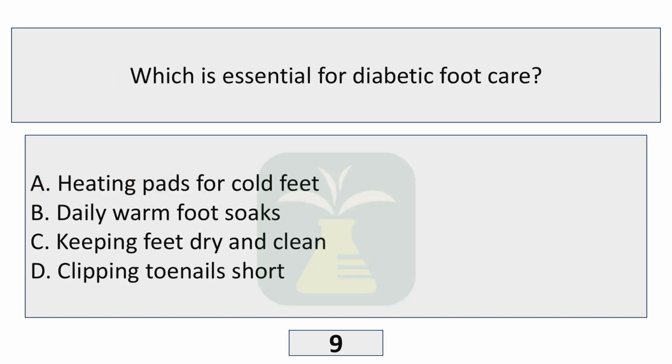Which is essential for diabetic foot care? A. Heating pads for cold feet. B. Daily warm foot soaks. C. Keeping feet dry and clean. D. Clipping toenails short.